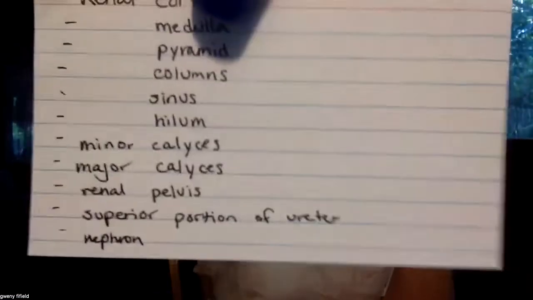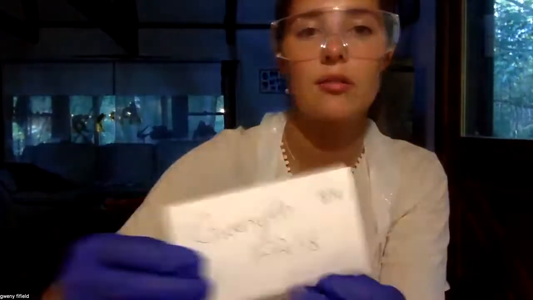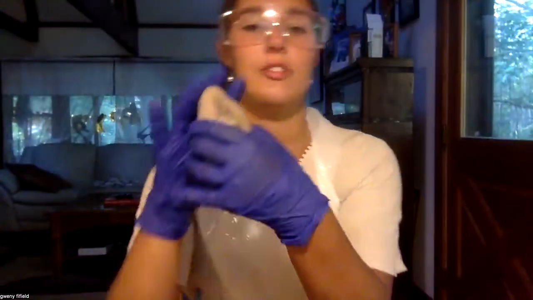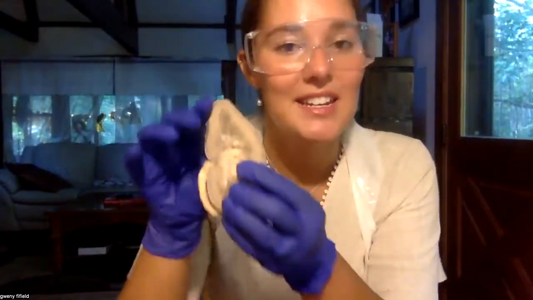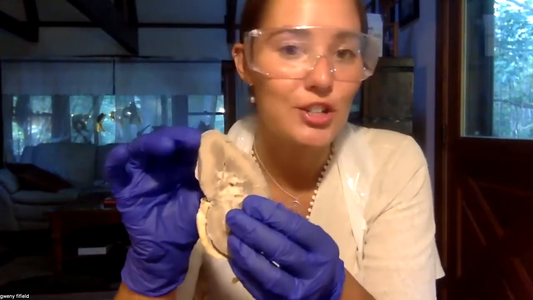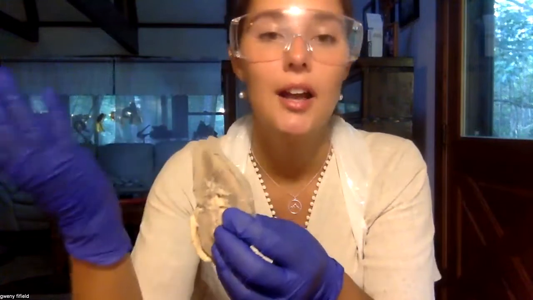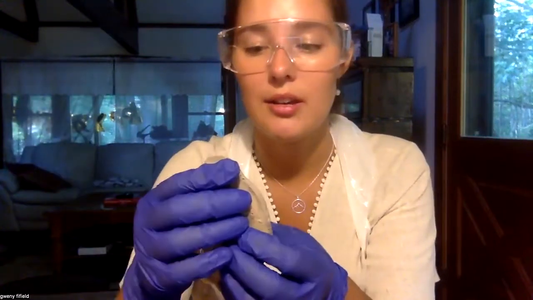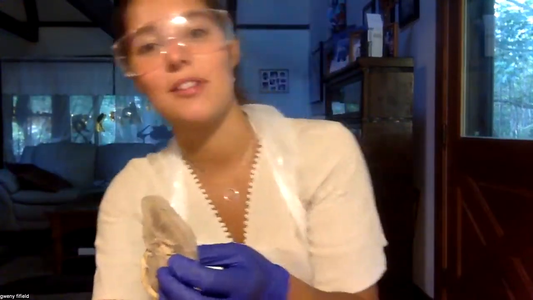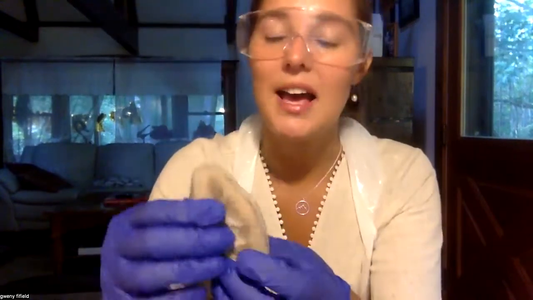Hi guys, my name is Gwen Fifield and today I'm going to be walking you through our kidney dissection and talking about some of the anatomical features of our kidney. The kidney is a super important factor in your urinary system. It helps filter the fluid in your body so that you can excrete some of the waste materials.